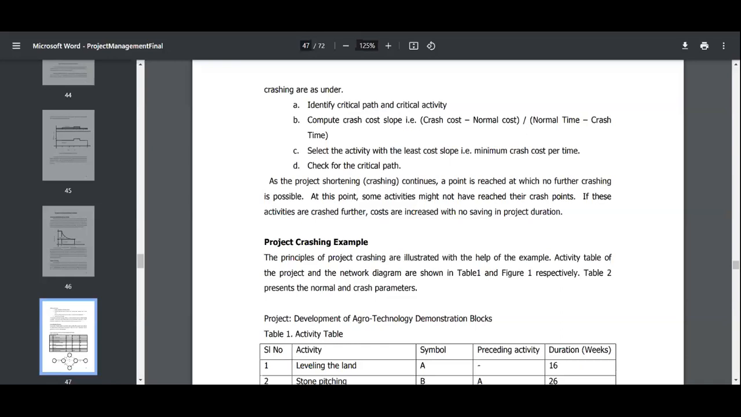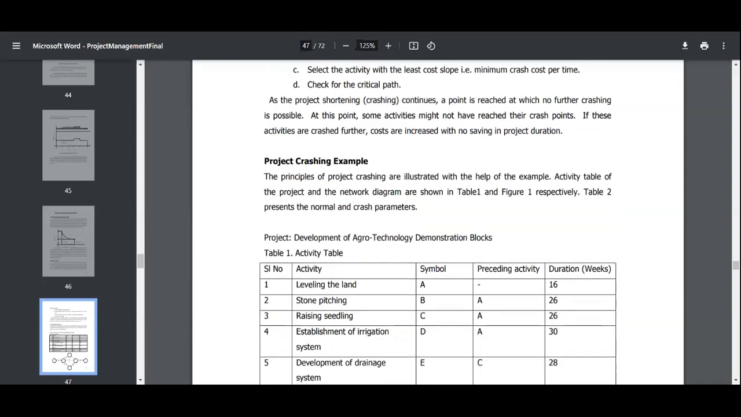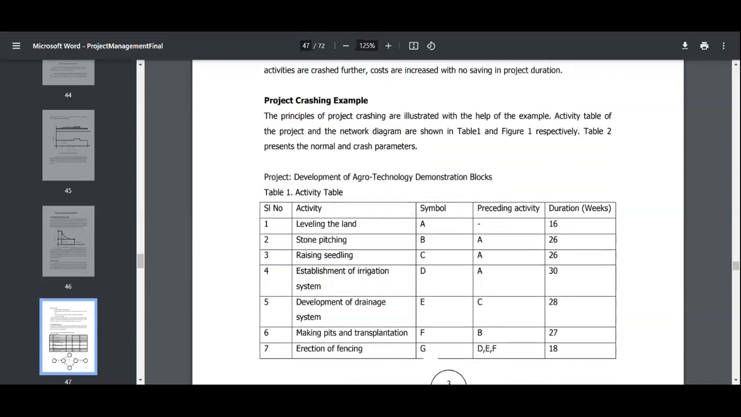Now, project crashing example. We have seen here the principle of project crashing illustrated with the help of an example, the activity table of the project, and the network diagram. So we have seen here the activity, the agro technology demonstration block. Some agro project they have started, and for that project they required some block. So how do we start?